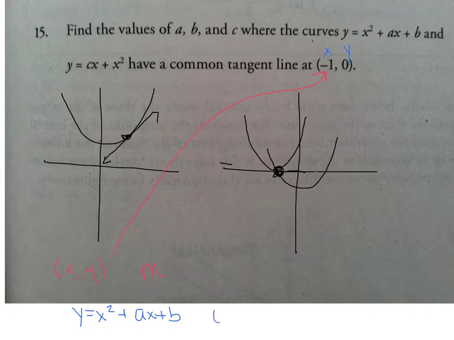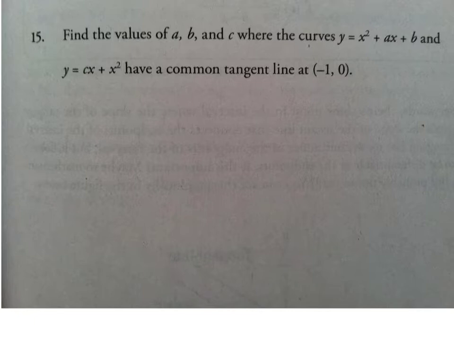So we end up with 0 equals negative 1 squared plus a times negative 1 plus b. So we're going to get 0 equals 1 minus a plus b. We're going to do the same thing for the other equation, so I'm going to do that on the next slide. Again, from the previous slide, you had an equation that said 0 equals 1 minus a plus b. Now we're going to test negative 1, 0, plugging it into the other equation.